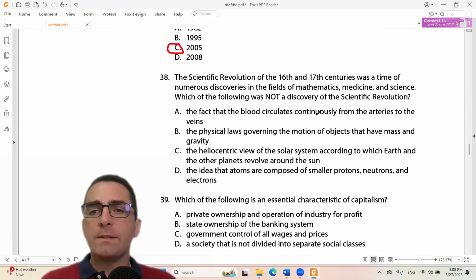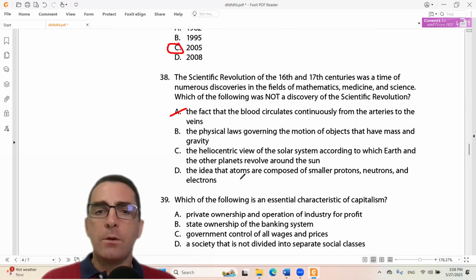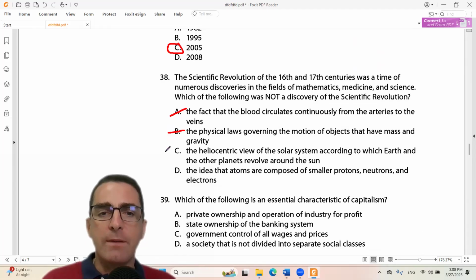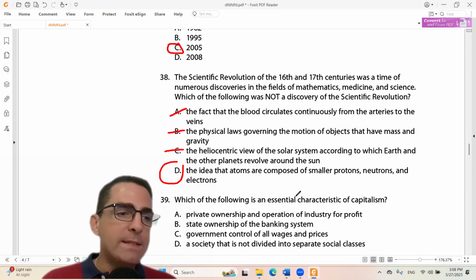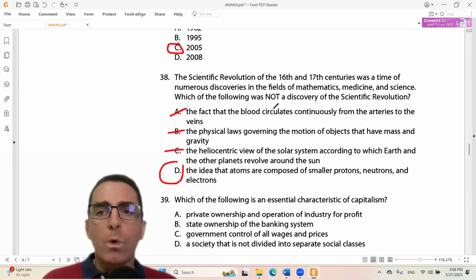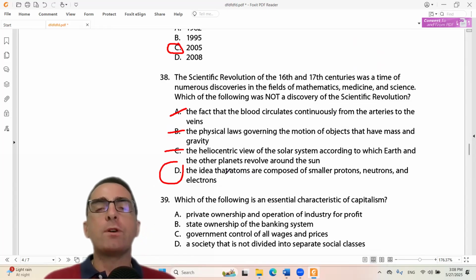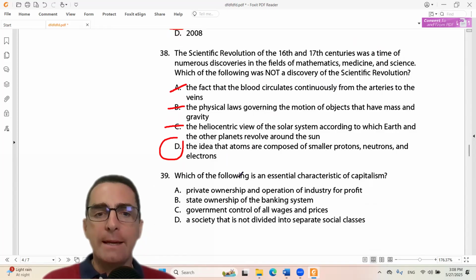The fact that blood circulates continuously from the arteries to the veins, that was definitely discovered at that time. B, the physical laws governing the motion of objects that have mass and gravity, definitely discovered at that time. The heliocentric view of the solar system, according to which the Earth and other planets revolve around the sun, that was definitely at that time too. So what are we left with? The idea that atoms are composed of smaller protons, neutrons, and electrons. This particular scientific discovery came before the scientific revolution. You would have to know a little bit about your history to get that one right. But the answer is D.